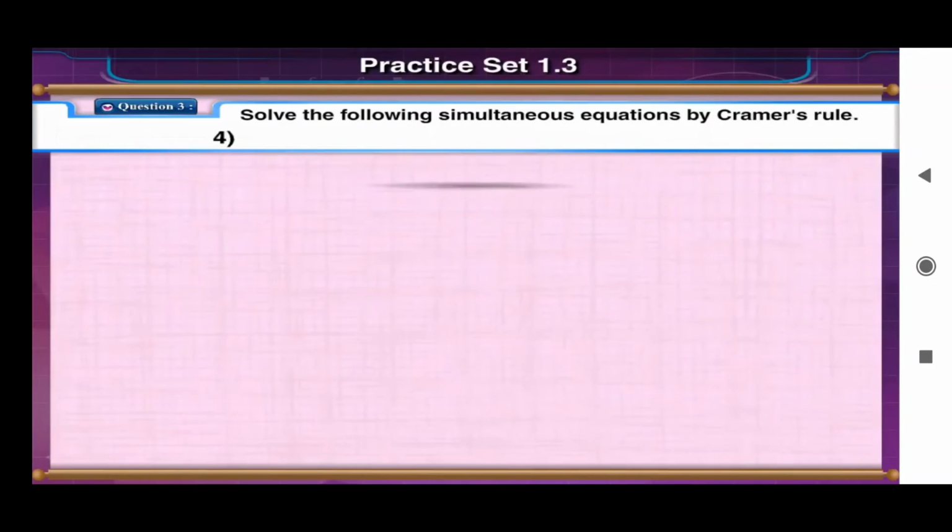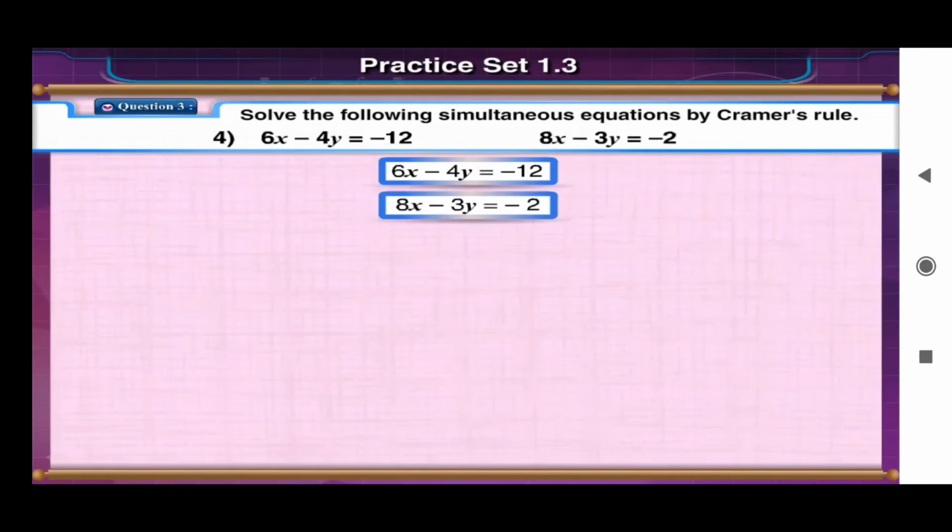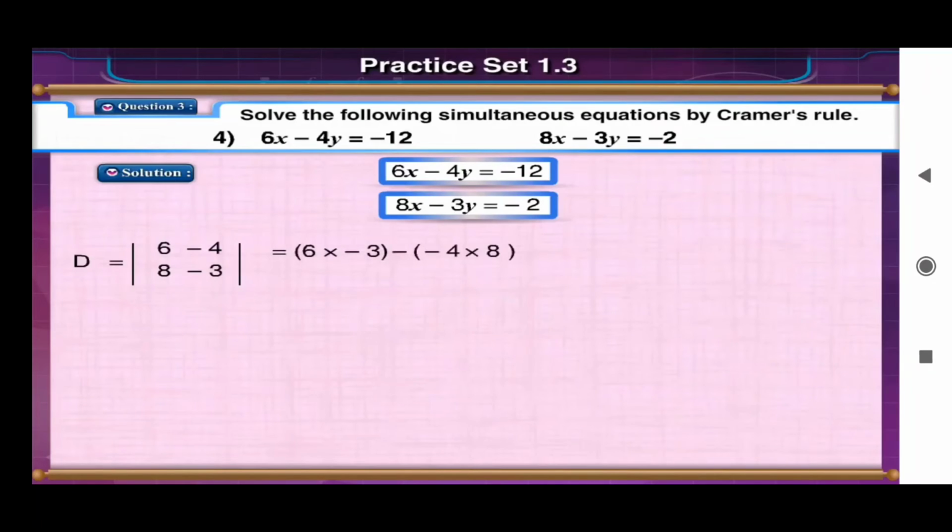4. 6x minus 4y is equal to minus 12 and 8x minus 3y is equal to minus 2. D is equal to determinant of 6, minus 4, 8, minus 3, that is equal to 6 into minus 3 minus minus 4 into 8, that is equal to minus 18 plus 32, which is equal to 14.